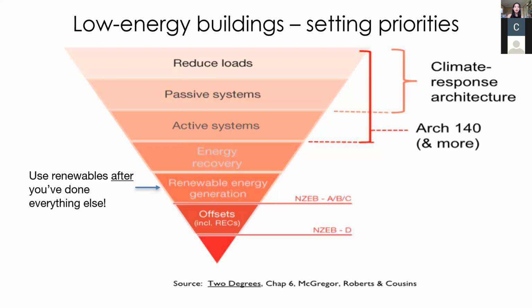So we've shown this inverted triangle quite a lot. It's important that we set priorities for low energy buildings. Reduce heating, cooling, and electric load first, and then passive systems second. Efficient active systems next, and then renewable energy is always done after everything else. Renewable energies are often considered as an important aspect, but it's important that we reduce loads first.